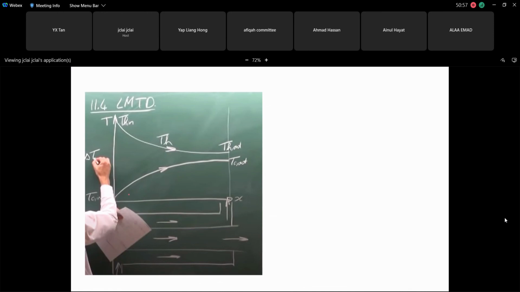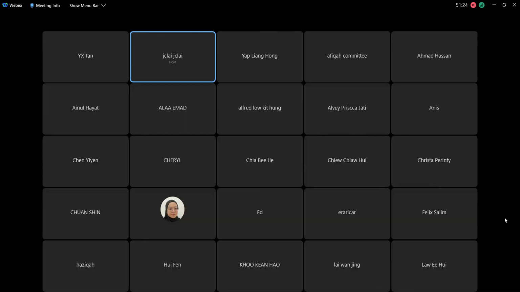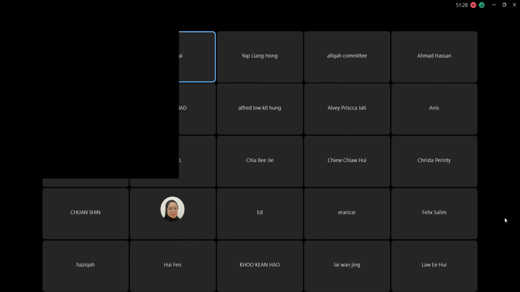Okay, this is the heat exchanger. And this temperature, right? So here is the TH in, this TH out, and this TC in, TC out, and this is parallel flow, right? So this is what we call temperature profile, just to give you an idea what is temperature profile for heat exchanger. Okay, go back to the question.